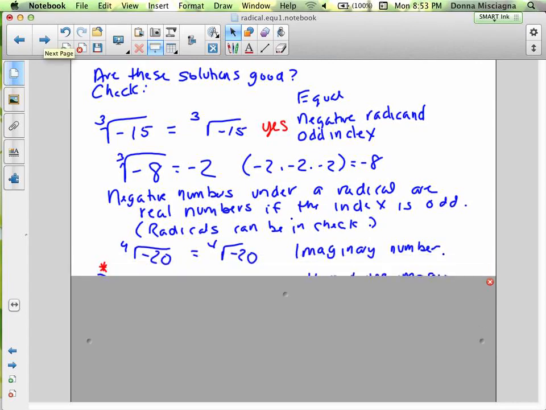How about this one? So here we have the fourth root of negative 20 equals the fourth root of negative 20. Well, that's an imaginary number.